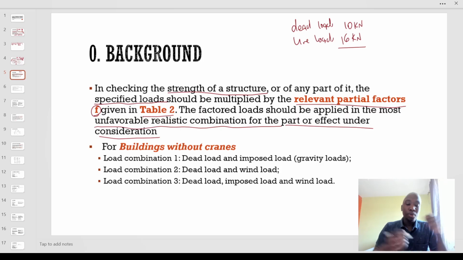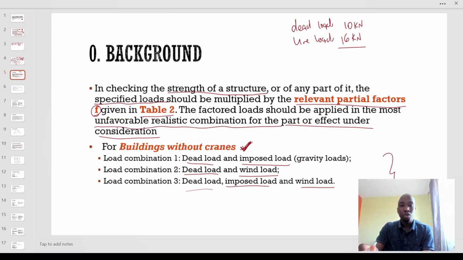Okay, so for building without cranes, you realize that in steel structures, when you're rising higher and higher, you can use the same structure to hold the cranes. But for building without cranes, which is mostly used, we find that you can have dead loads and imposed loads as one combination. You can have dead loads and wind loads, or you can have dead loads, imposed loads, and wind loads for buildings without cranes, which we are going to consider.